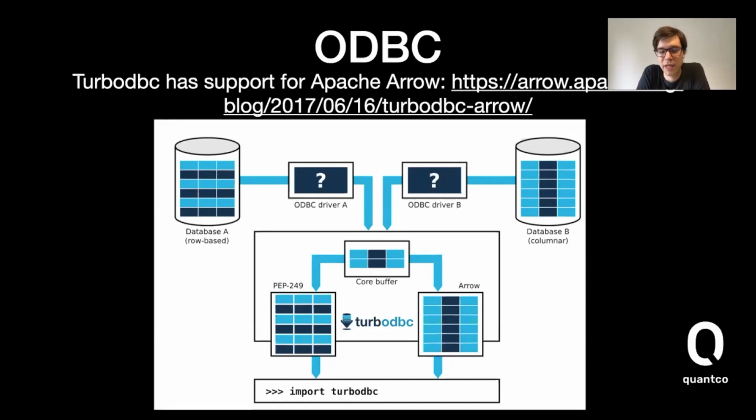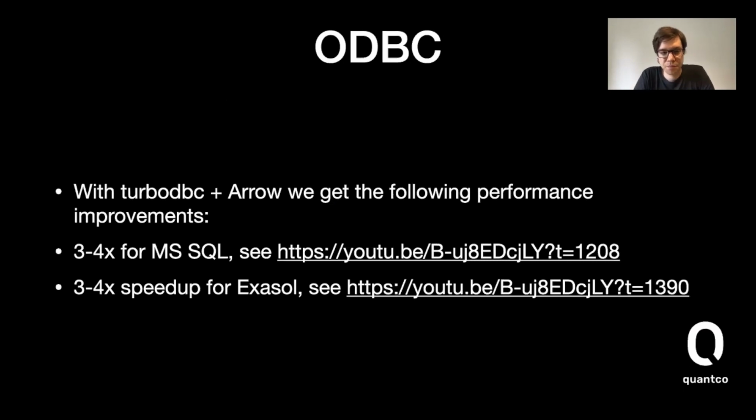And this is one of the tricks we can use to get faster access to databases that have a decent ODBC driver. Databases with a decent ODBC driver are MS SQL and Exasol. Here in both cases, there's a talk of Michael König, the original author, who shows that you can get a 3 to 4 times speed up using this Arrow interface in TurboODBC compared to using the SQLAlchemy interface Pandas read_sql is using.